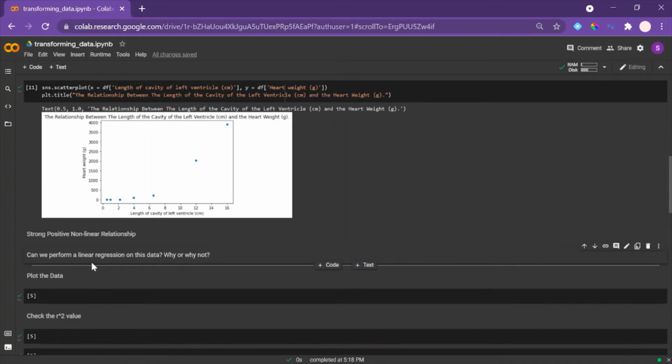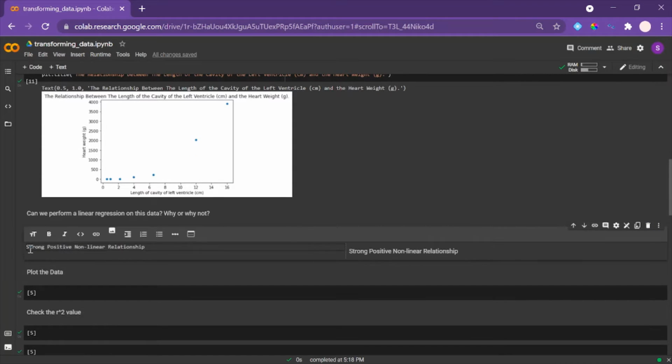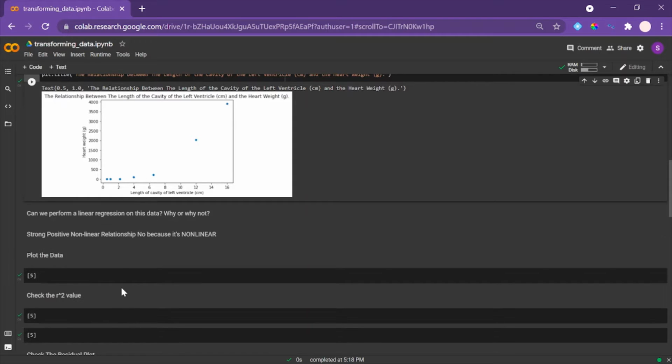So the question is, can we perform a linear regression on this data? Why or why not? No, because it's a non-linear relationship. No, because it's non-linear. That's the key. It is not linear.